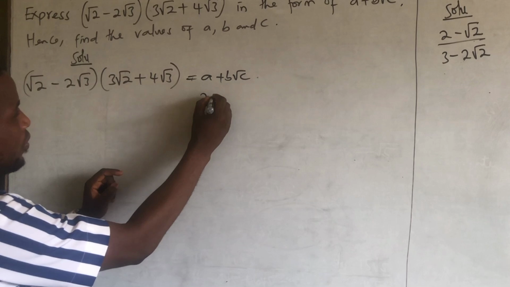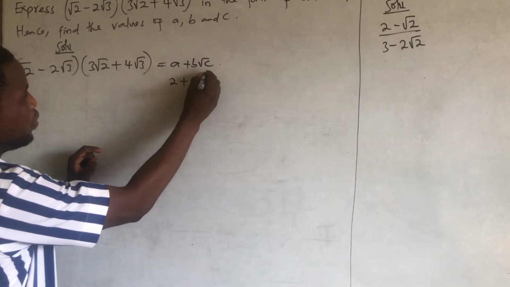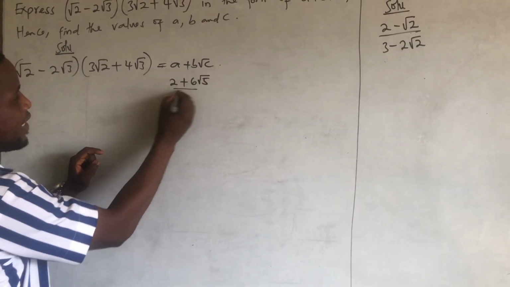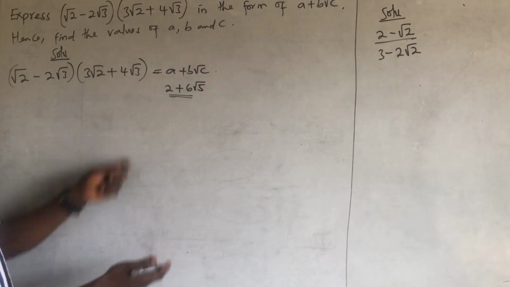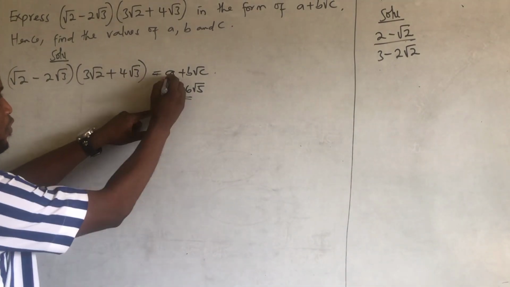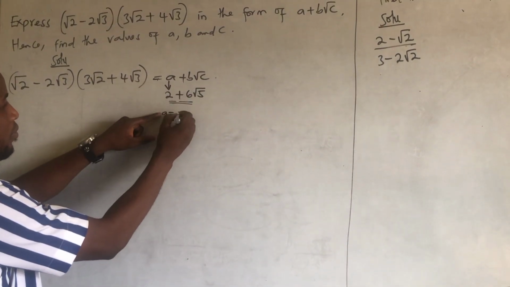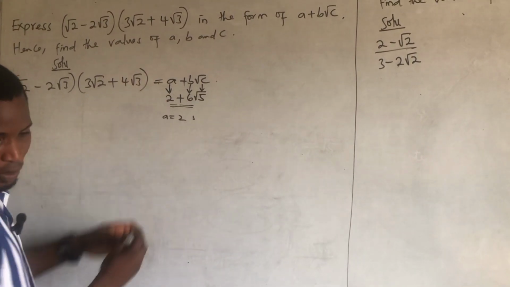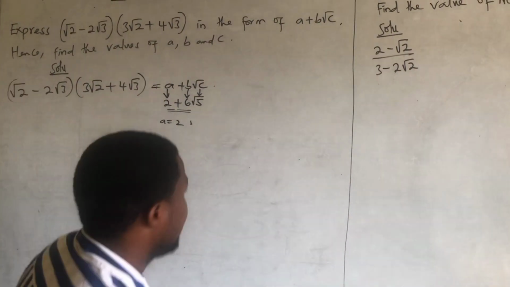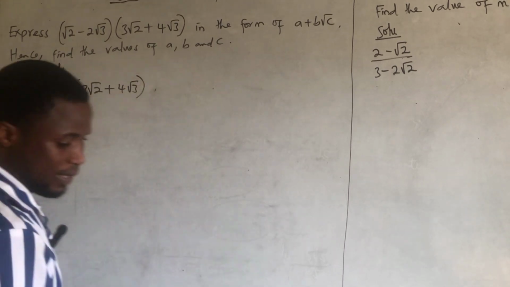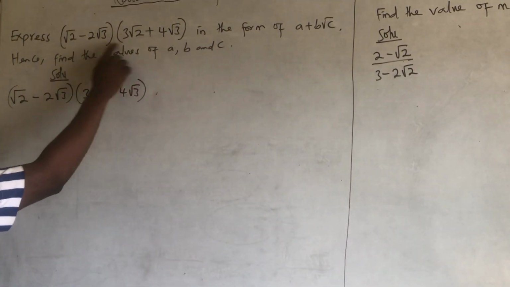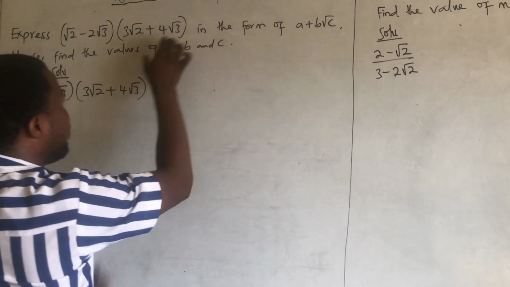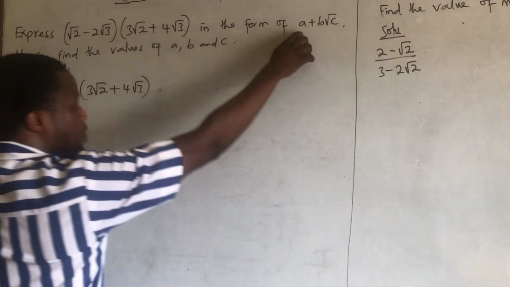This a can be 2, this b can be 6, then root 5. This is what you are expecting. That's what they ask you to find. So if I ask you to find a now, if you compare this, a is 2, b is 6, and c will be 5. All right? So that's what we are asked to find. So let's solve this, because we are asked to express this in this form. So it means that when we solve it, our final answer must be in this form.